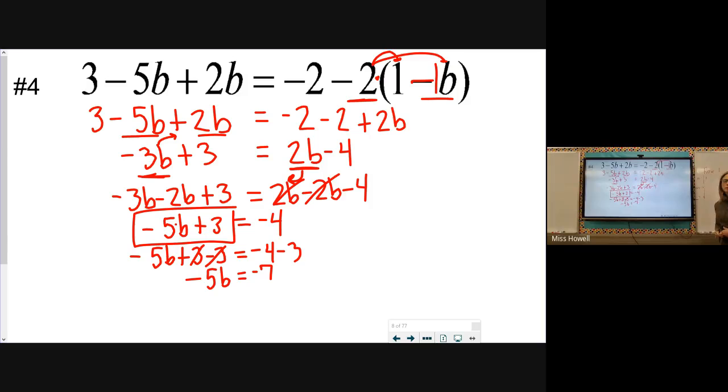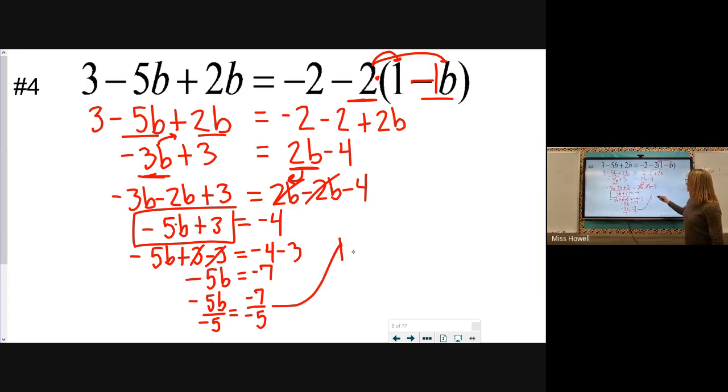A negative divided by negative is going to result in a positive. In this case, a positive 1 2/5, or you could say 1.4. Either would be perfectly fine. But you need to get the exact answer here of 2/5 or 0.4. Don't round anything off.